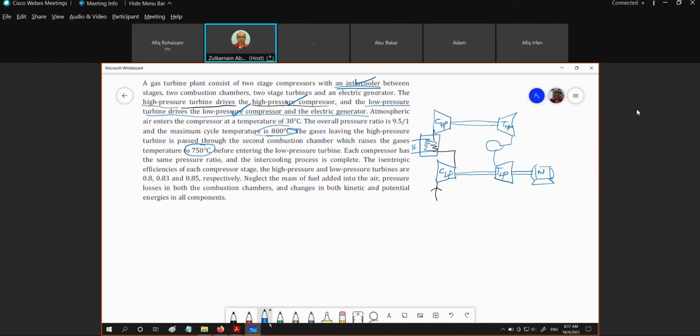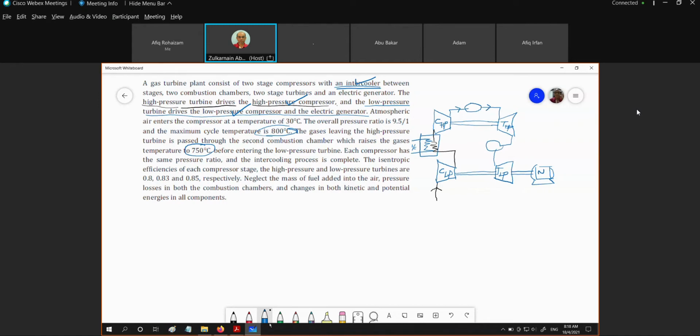And therefore, the 800 degrees C should be the temperature before entering the first turbine, which is the high pressure turbine, and is referred to as the maximum cycle temperature. Therefore, the first combustion chamber should be located before entering the high pressure turbine. Of course, the last compressor will be used to compress the air entering the first combustion chamber.